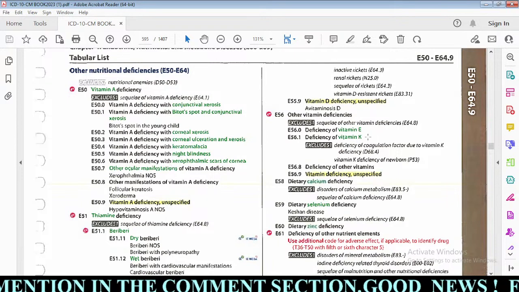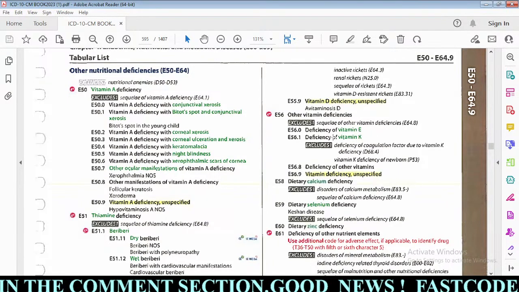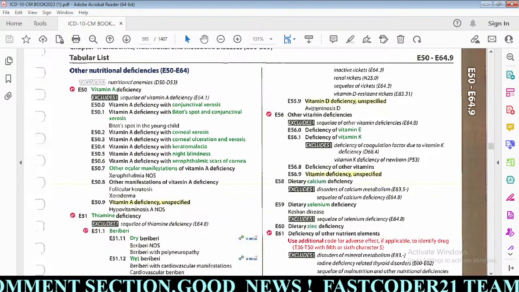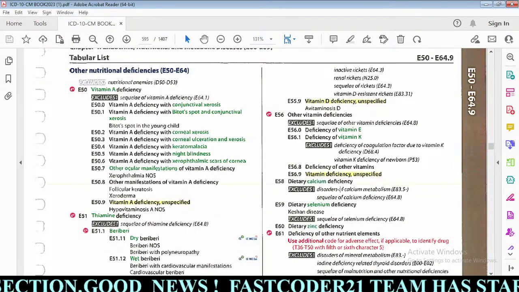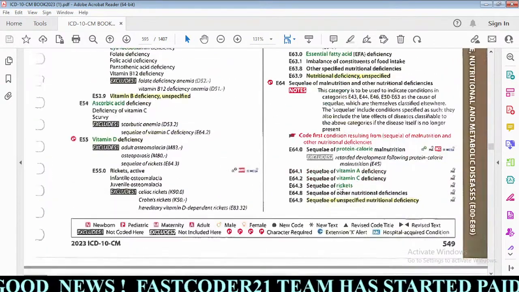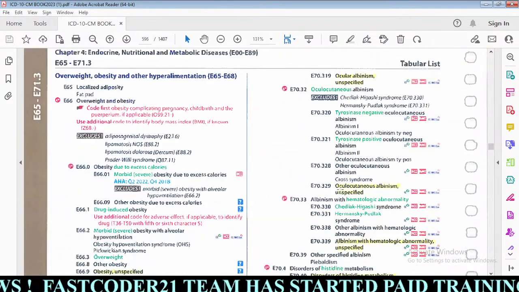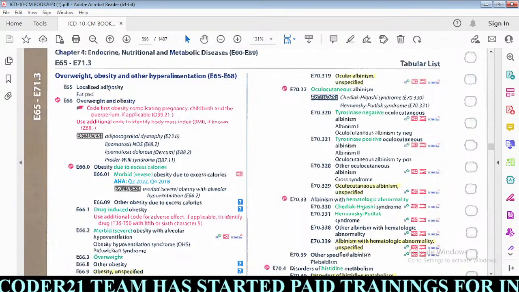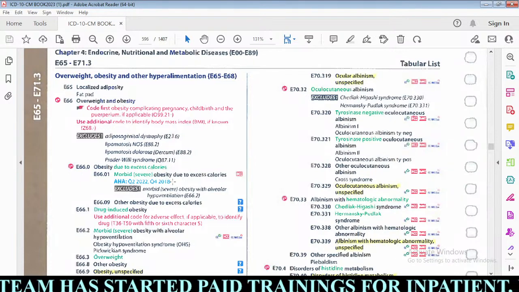For example, if you have one question, what is avitaminosis D? You don't know the meaning, but here we have vitamin D deficiency, also called avitaminosis D. So you need to know that. See, what is a fat pad? Basically, fat pad is localized adiposity. We can otherwise call it a fat pad.